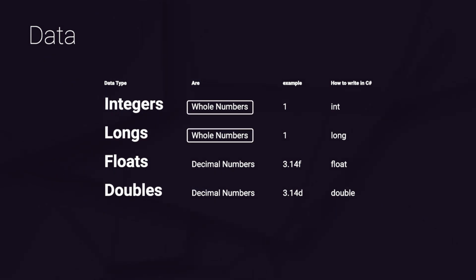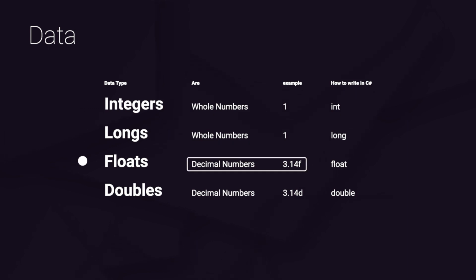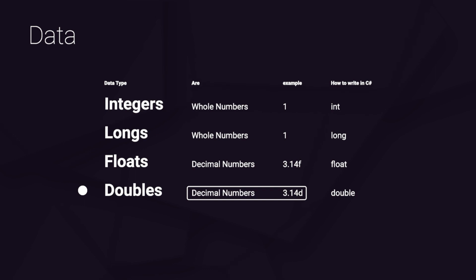You just write the whole number to write an int or long. To write a float, you write down the decimal number followed by an f. 3.14f signifies to C# that this number is a float. You write down a decimal number followed by a d for doubles. We understand numbers better in the context of C#.